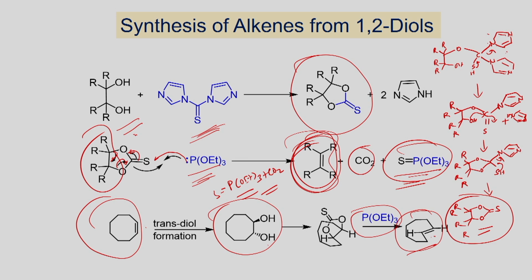If you have the trans diol, you can convert it into the trans alkene, and in this case you get this trans cyclooctene as the product.